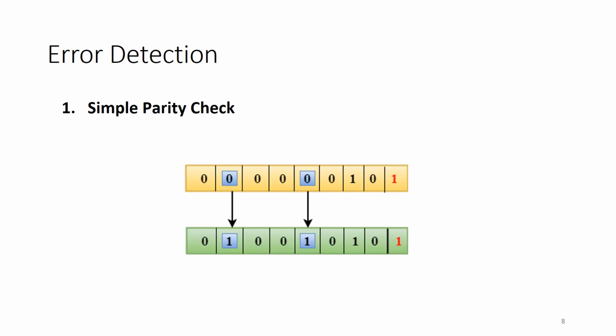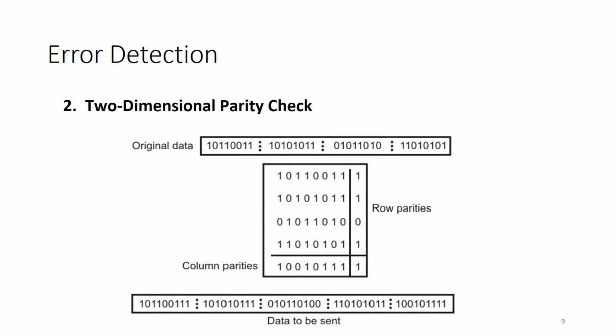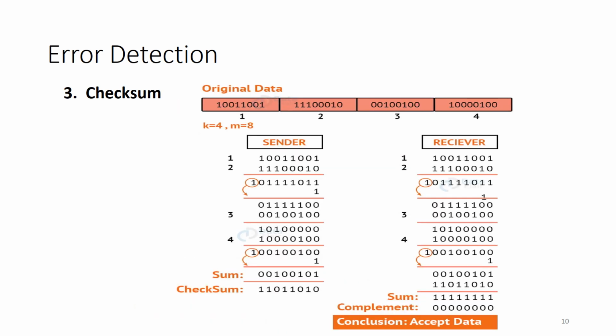One of the drawbacks of this simple parity check method is that it is suitable for detecting only single bit errors. On the other hand, it is not suitable for detecting multi-bit errors. To overcome these drawbacks, we use the second method, that is the two-dimensional parity check. In this method, the row-wise as well as the column-wise parity bits are calculated, as shown here in the figure. And then the original data along with the final column parities is sent to the receiver.